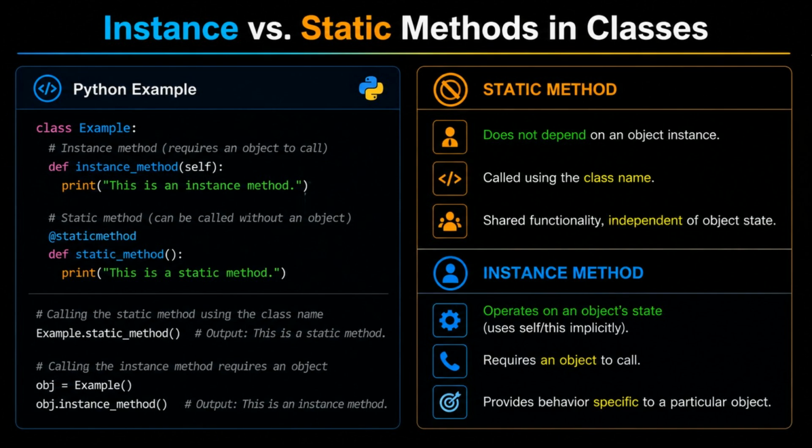Static underscore method is marked with the @staticmethod decorator and called directly through the class name example.static underscore method, while instance underscore method needs an actual object instance to call obj instance underscore method. Same underlying concept as Java and C++, just Python's own decorator syntax marking it as static.